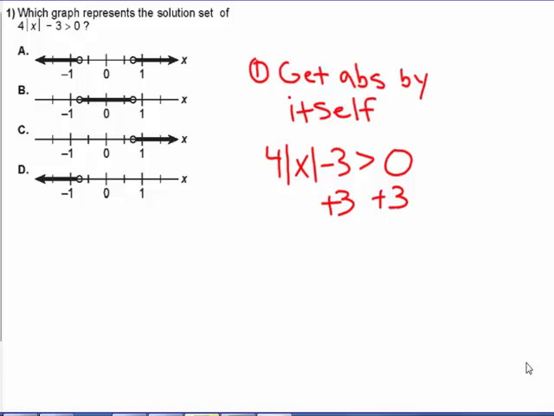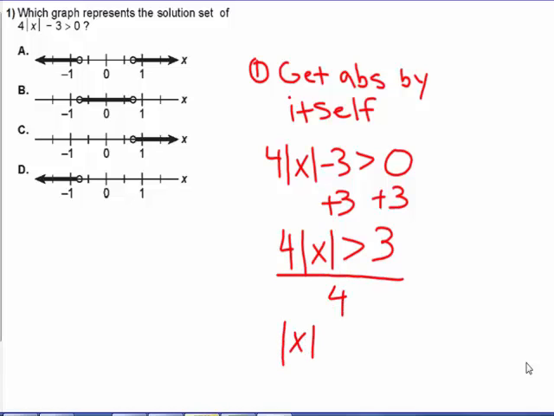So we need to add 3 to both sides. Then we got 4 times the absolute value of x is greater than 3. Now we need to divide both sides by 4 to get the absolute value completely by itself. So when we do that, we see that the absolute value of x is greater than 3/4. So here we have to split this up and get our two inequalities from this.